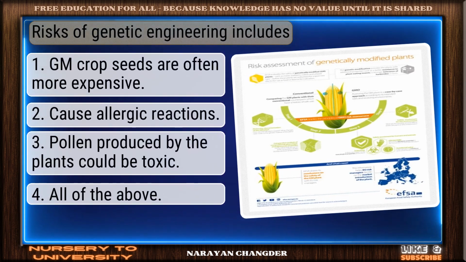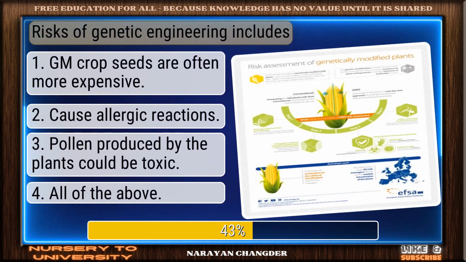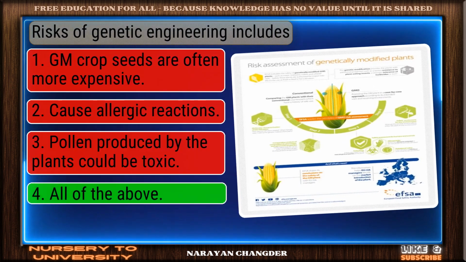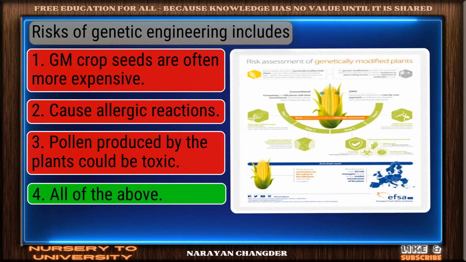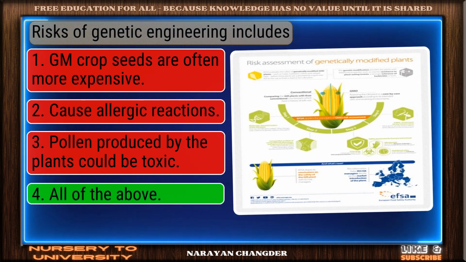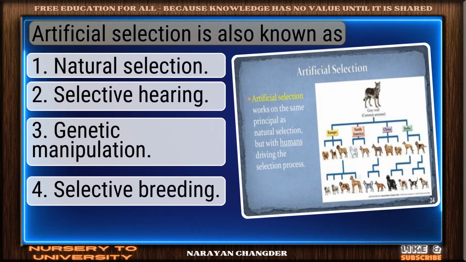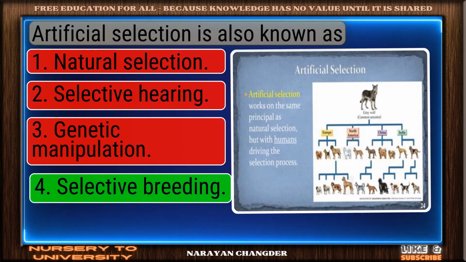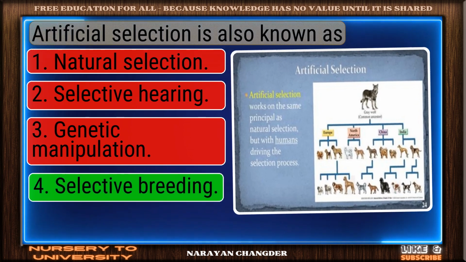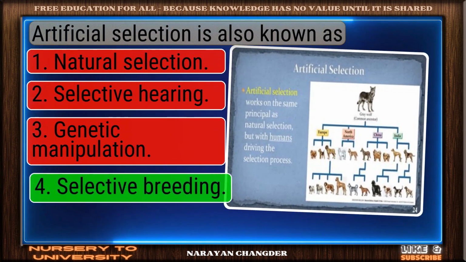Risks of genetic engineering includes. Clear logic. Your choice, all of the above, is sound and 100% true. Artificial selection is also known as. Nice selection. Selective breeding is the correct and valid answer.